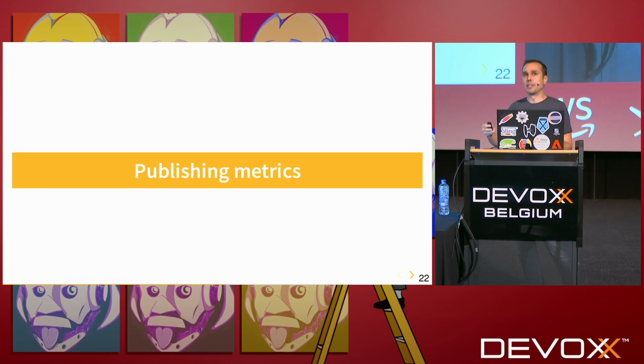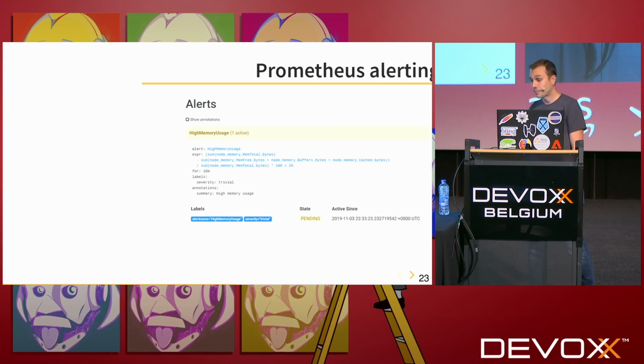Okay, so we collected the data. Now let's actually do something with it. And as I hinted before, there are 2 ways. There's a reactive and a proactive approach. The reactive approach is generating alerts. The proactive approach is generating reports and having dashboards and then allowing people to look into them.